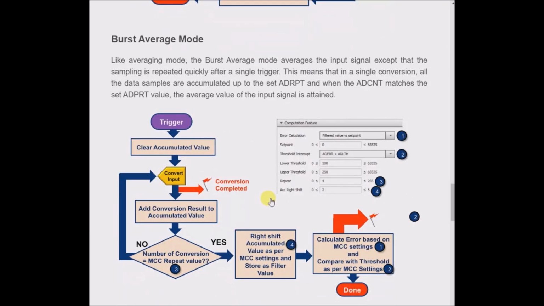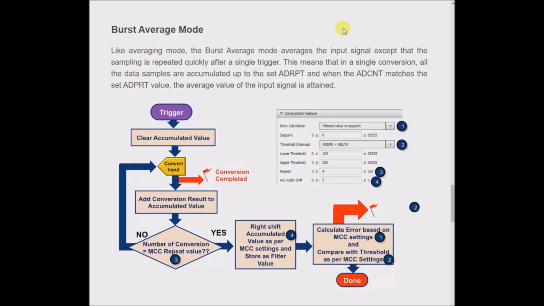Burst mode. Burst average mode. Like averaging mode, the burst average mode averages the input signal, except that the sampling is repeated quickly after a single trigger. This means that in a single conversion, all the data samples are accumulated up to the set ADRPT, and when the ADCNT matches the ADRPT value, the average value of the input signal is attained.